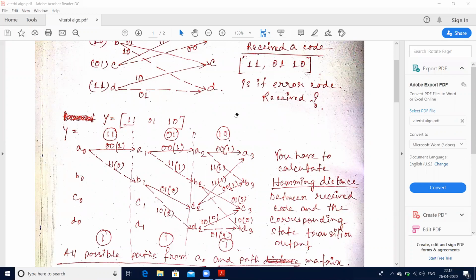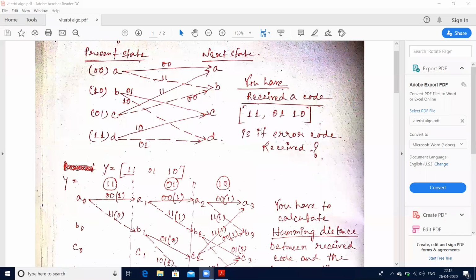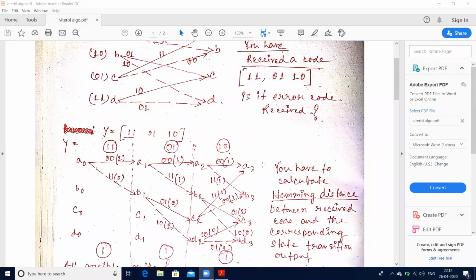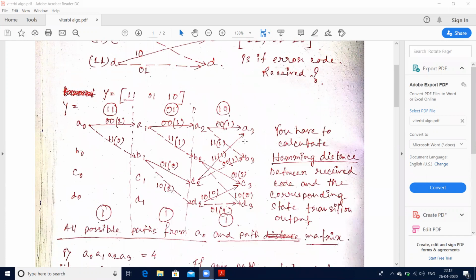Let me just read it. We have received the code 1101 and 10, and we have to determine whether this code is an error code or not. So what is the rule? We will follow the code trellis diagram again. This is y equals 1 1 0 1 1 0, the encoded code we have received. We have to check whether this is an error code or not. First of all, you have to draw this table.